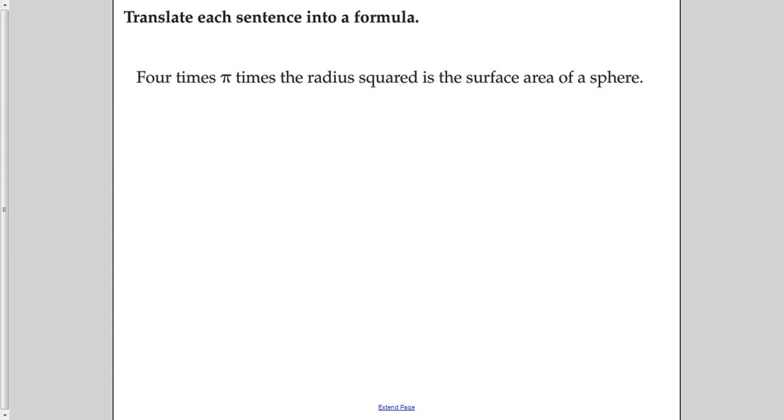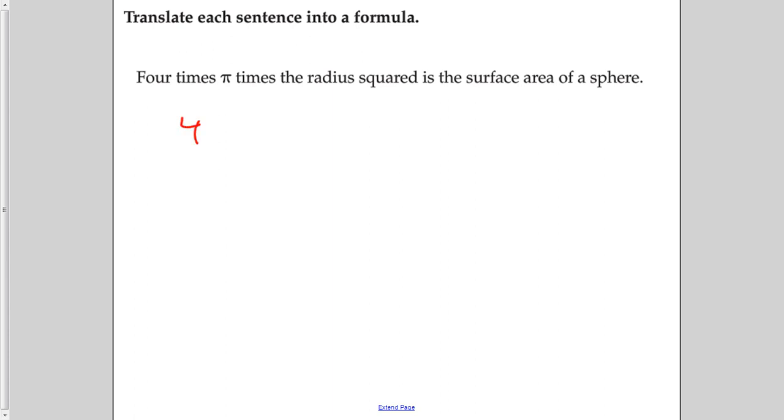Translate each sentence into a formula. So when we're writing formulas, it's important to understand that each formula is an algebraic representation of a physical situation. So you don't have to always draw it, but sometimes it might be nice. In this case, I'm not going to draw it, but I want to translate from the verbal to the algebraic.